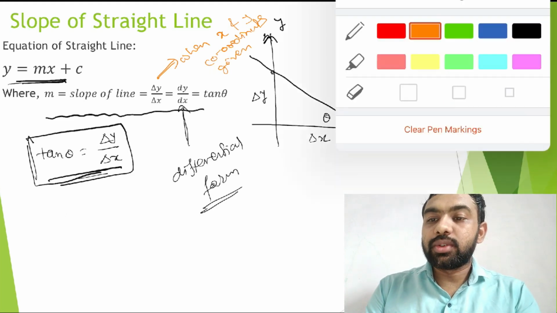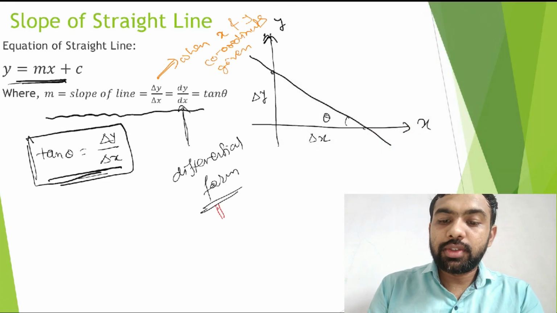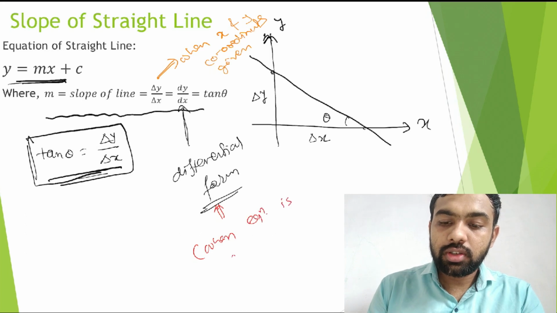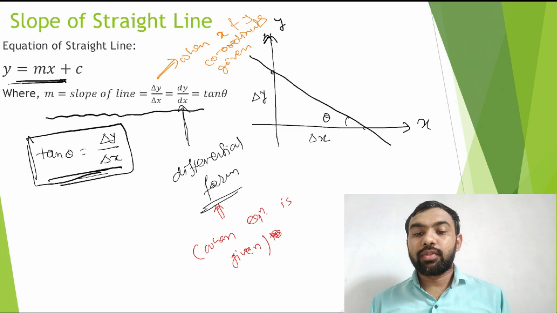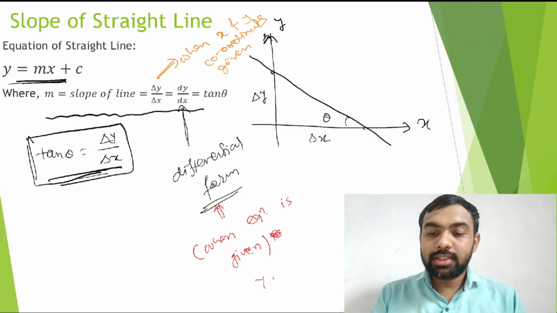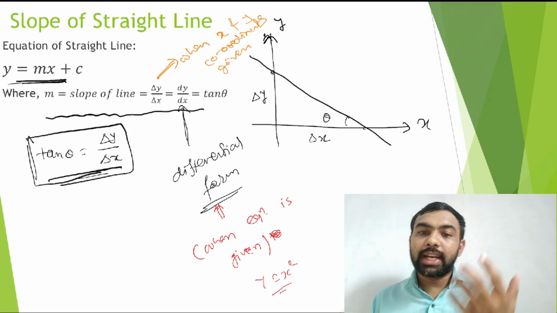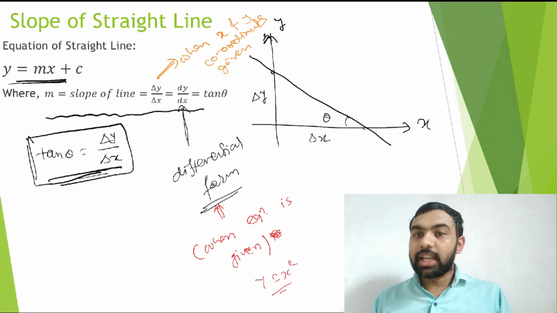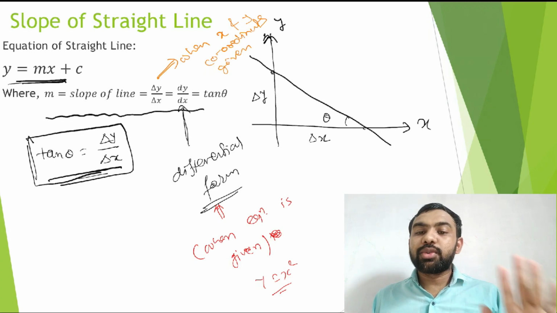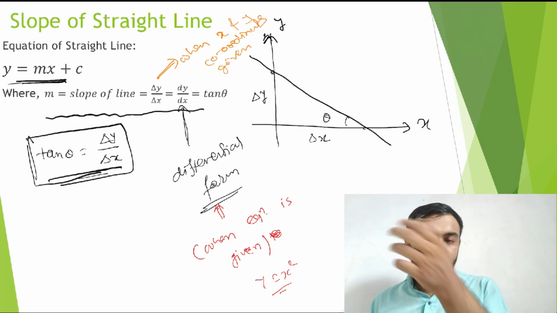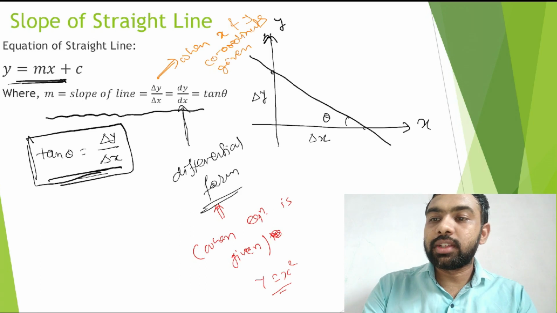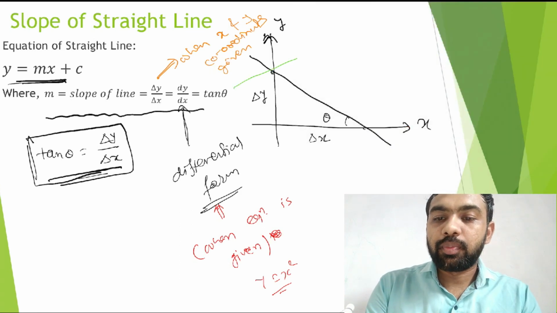Second, the differential form is used when an equation is given. Which type of equation? Like this, suppose y is equal to x square. When this type of equation is given to us, at that time we use the dy by dx format. But we discuss this type of case in detail after this, in the discussion of differentiation. And the last one is tan theta.